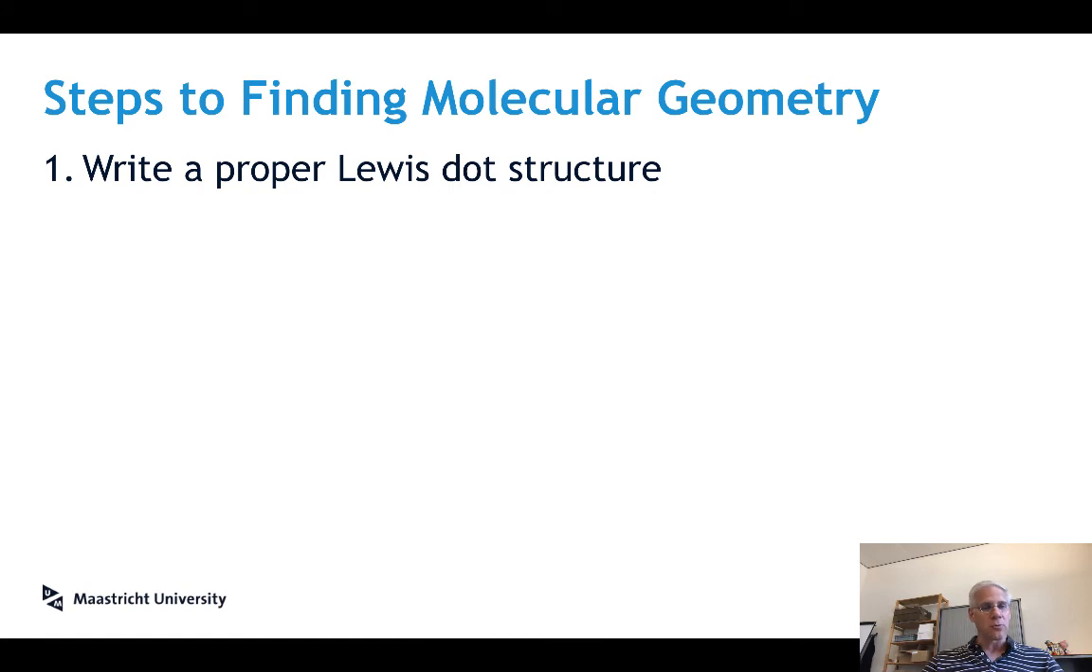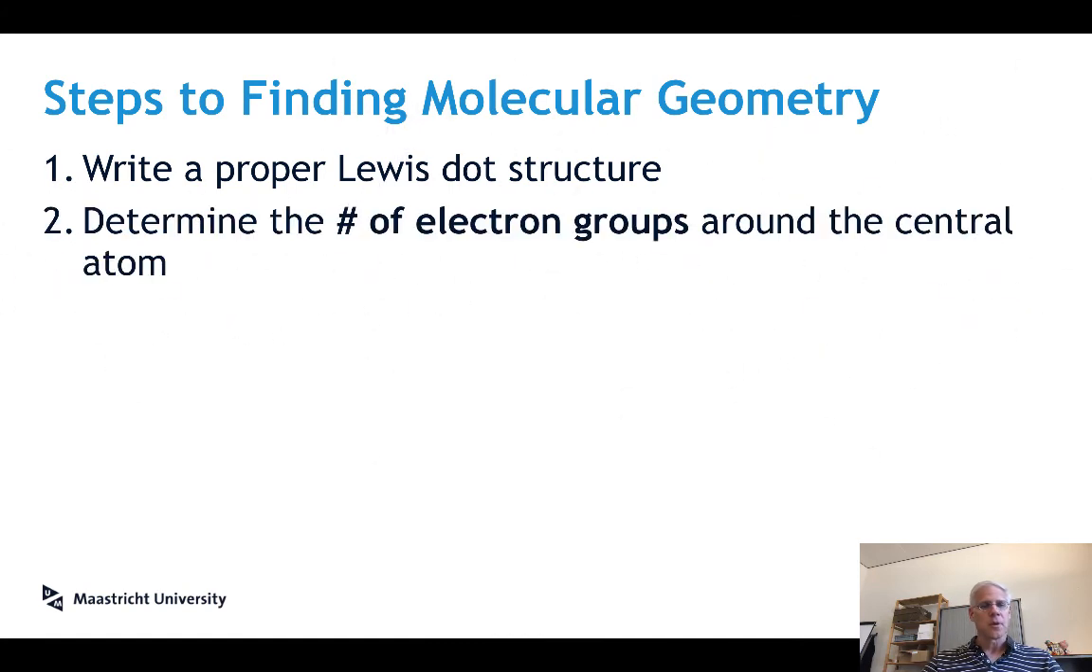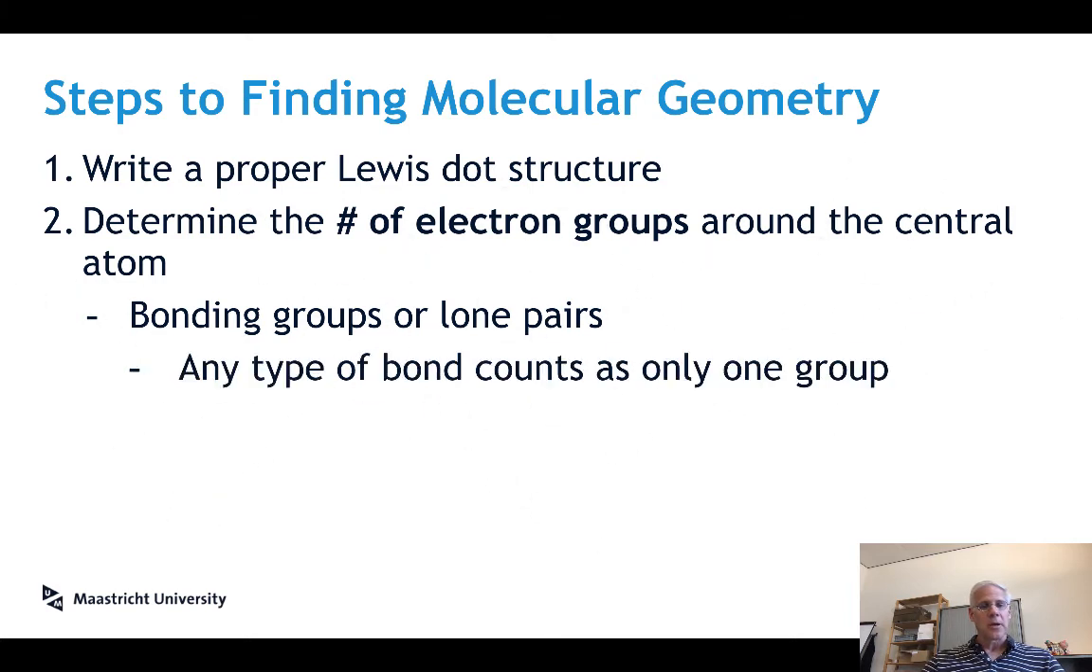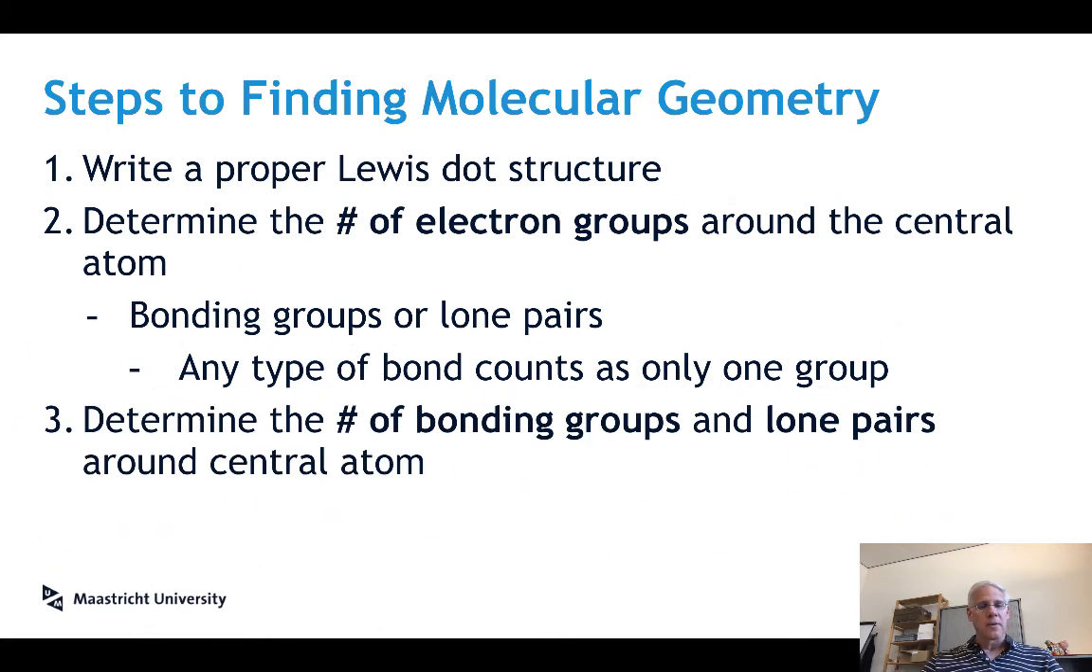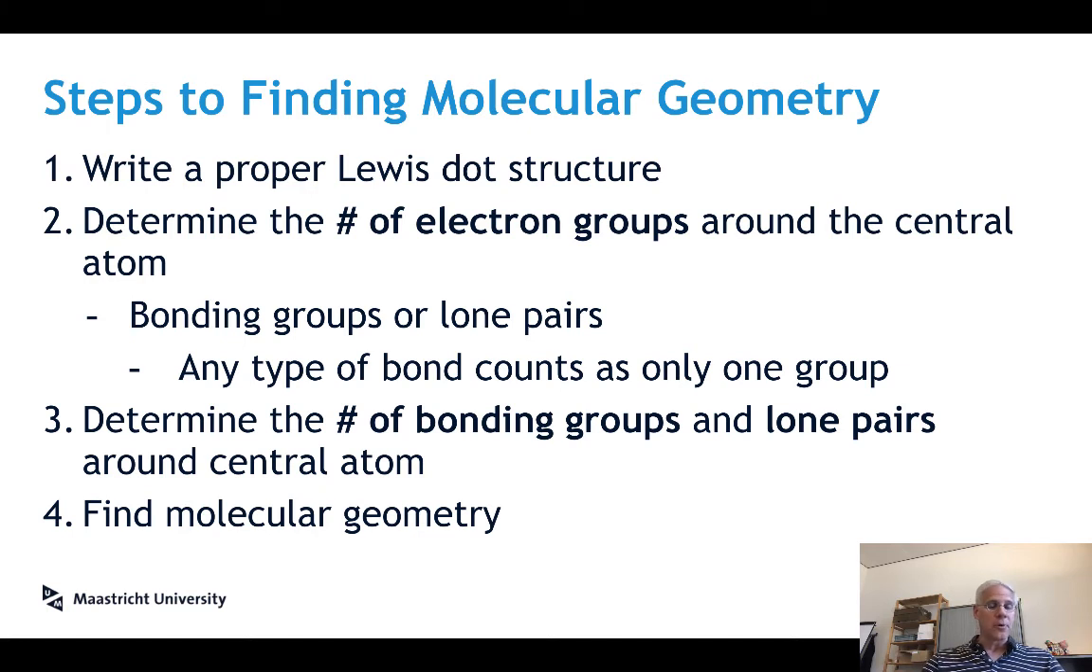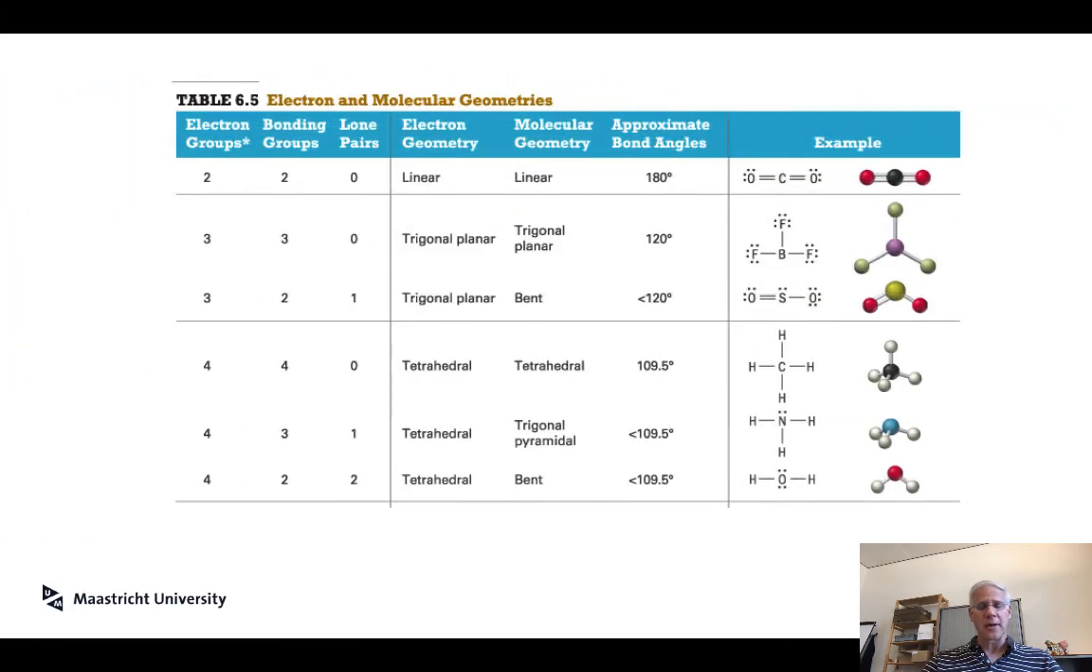So the steps we have to follow: proper Lewis dot structure, determine the number of electron groups around the central atom, and those are the number of bonding groups or lone pairs. Remember, any type of bond counts as only one group. If it's a single bond, it's one group. If it's a double bond, it's one group. If it's a triple bond, it's one group. Then we determine the number of bonding groups and the number of lone pairs around the central atom, and then we determine our molecular geometry from a table that we can look up or that you just have memorized.